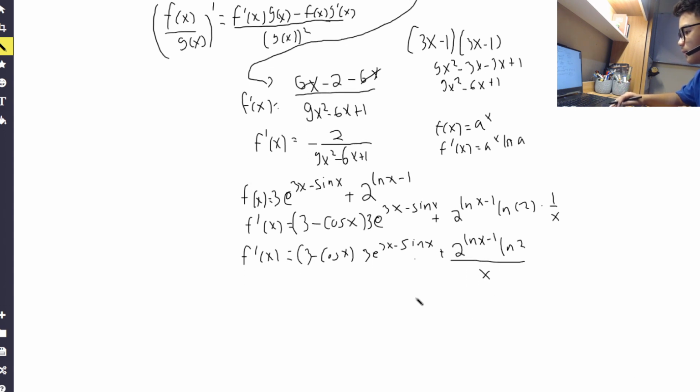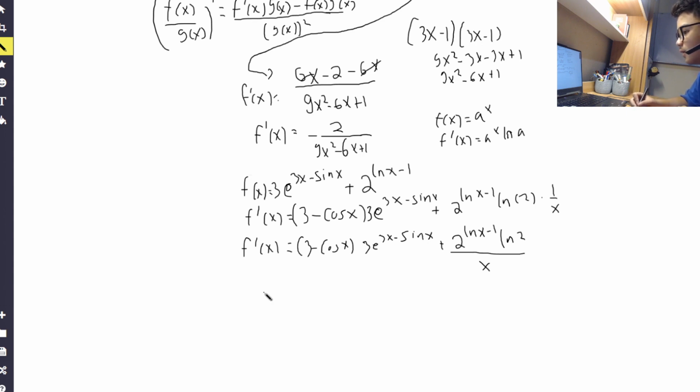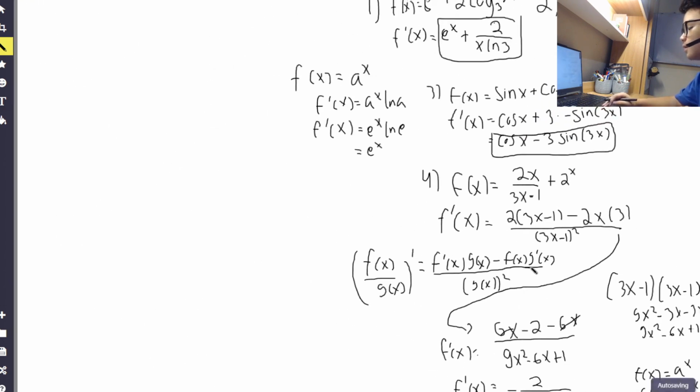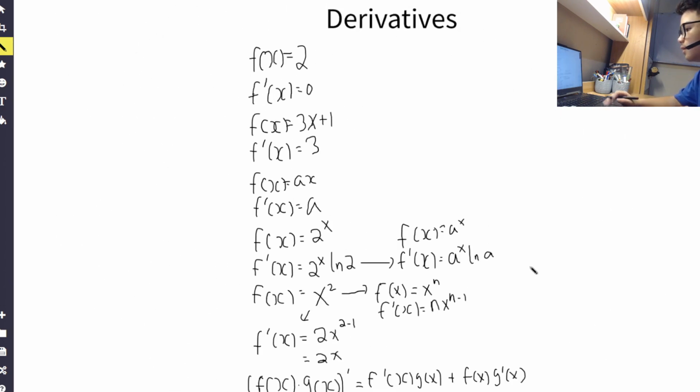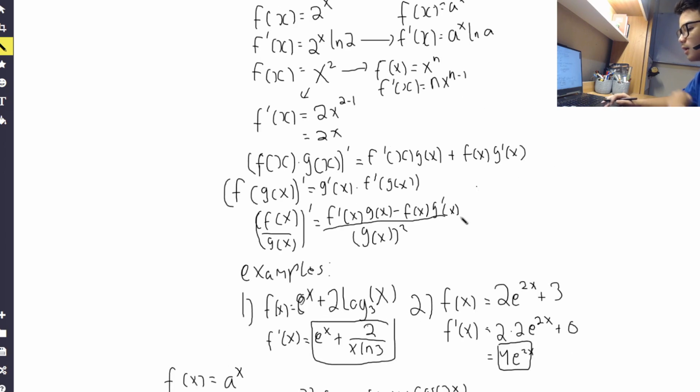That's the answer for the last number, number 5. That's it for turunan, or differentiation. Thank you.